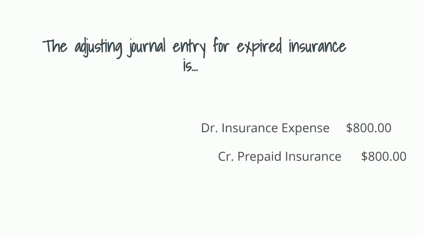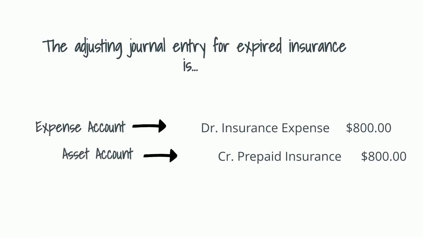Your adjusting journal entry will look like this: a debit to insurance expense for $800 and a credit to prepaid insurance for $800. Your insurance expense is an expense account, goes up with a debit, and shows up on your income statement. Your prepaid insurance account is an asset account. Normal balance is also a debit, and it will show up on the balance sheet.